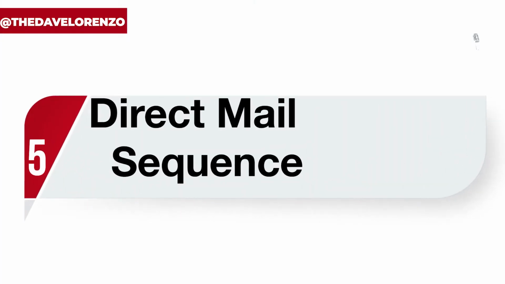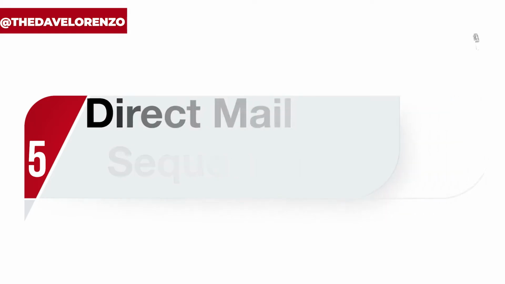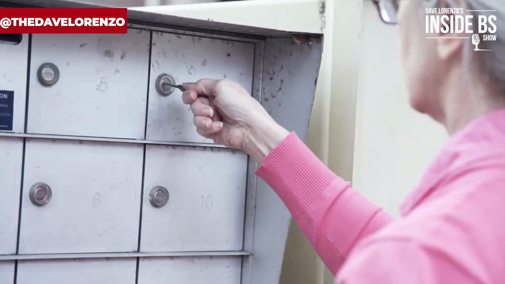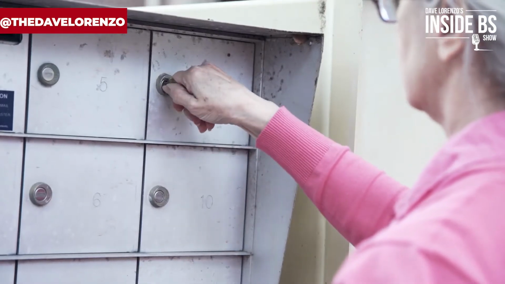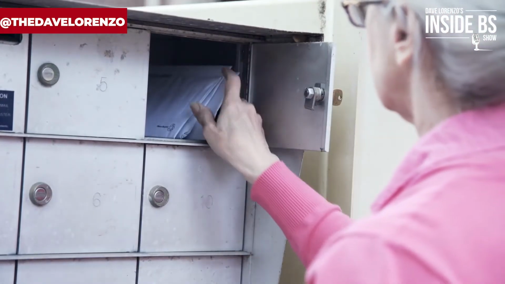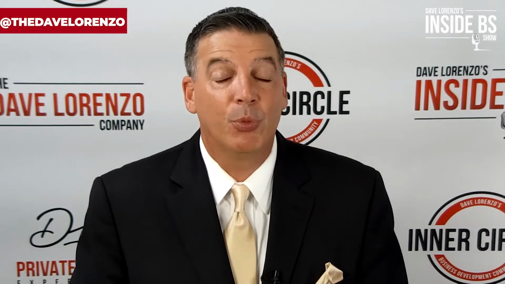Number 5 in the top 10 sales techniques for entrepreneurs is a direct mail sequence. I love direct mail. We don't get enough mail in our mailbox. We get a lot of email. We don't get a lot of physical mail. I want you to write one really good letter to a prospect, telling him about the problems you can solve for him and putting a call to action in there to have him reach out to you.